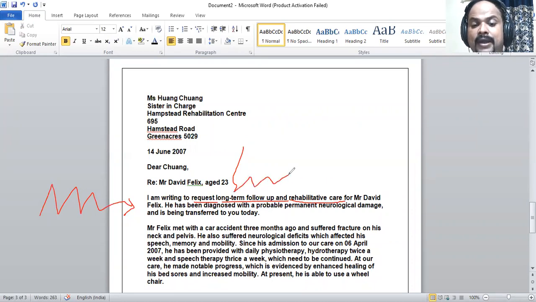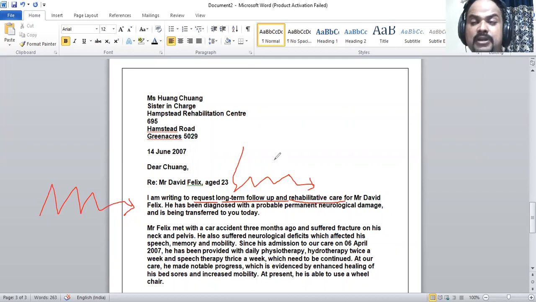So follow-up and rehabilitative care is not for a week or 2 weeks or 3 weeks. We need a long-term follow-up and rehabilitative care for Mr. David Felix. He has been diagnosed with probable permanent neurological damage and is being transferred to you today.